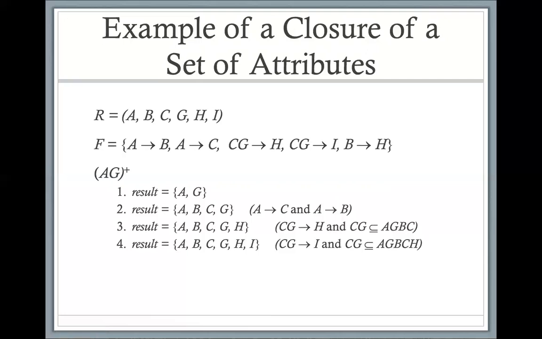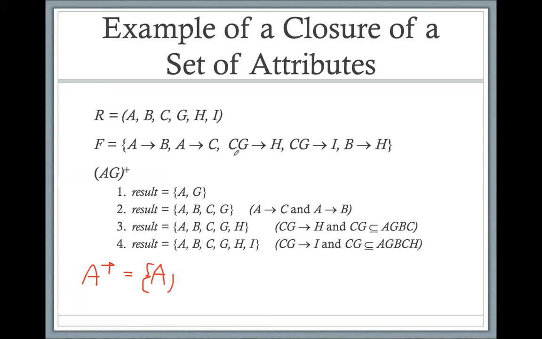How do I check if AG is a key? What do I need to do? I need to compute the closure of A. Can you see the markup? Yes? The notation? Okay, great. So what is in the closure of A? Can anybody tell me? First attribute is A, right? Because A determines itself.